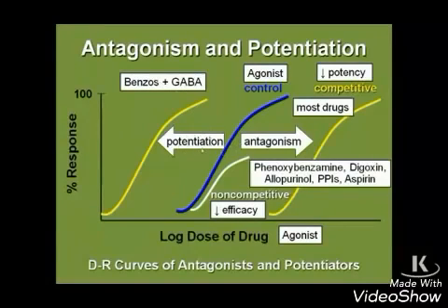Again, potentiation maybe helps you to think about a change in potency. In fact, it looks like an increase in potency, which in this case is shown by a shift to the left. It's kind of the opposite of what's going to happen with a competitive antagonist, where you get a decrease in potency and a shift to the right. Okay? So benzos plus GABA would be a good example to remember for potentiation.